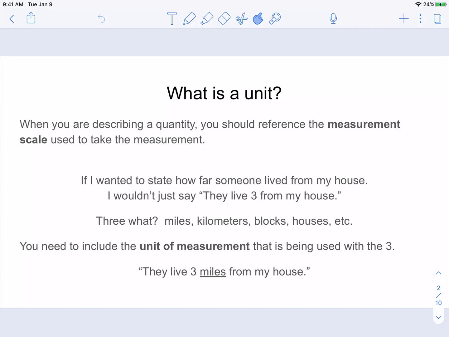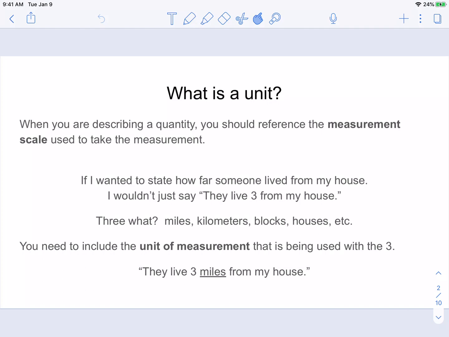When you're describing a quantity, you want to make sure you're referencing what scale that quantity was measured in. So, for example, if I wanted to talk about how far someone lived from my house, I wouldn't just say they live 3 from my house, because you don't know what 3 means. Is that 3 houses down, 3 blocks away, 3 miles away, 3 kilometers? It's very unclear if you just say they live 3 from my house.